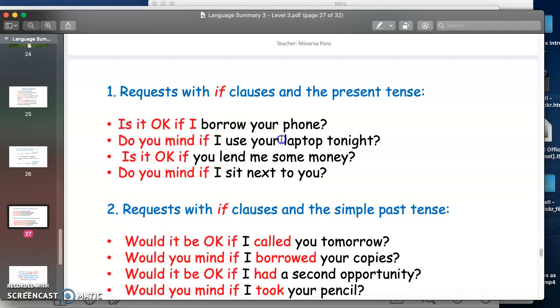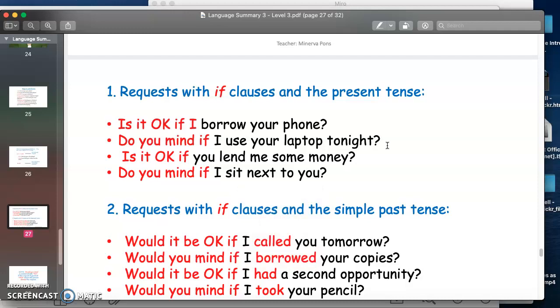So do you mind if I use your laptop tonight? No, I don't mind, you can use it. That means that you can use it. But if you ask me, do you mind if I use your laptop tonight? And I say, well, actually, yes, I mind. I do mind because I need my laptop.